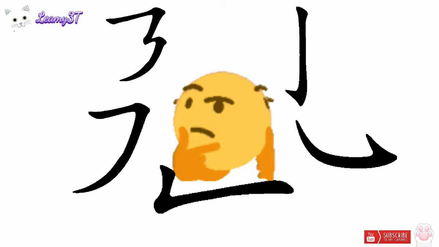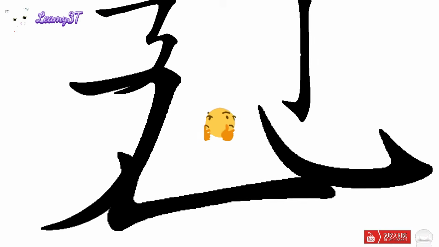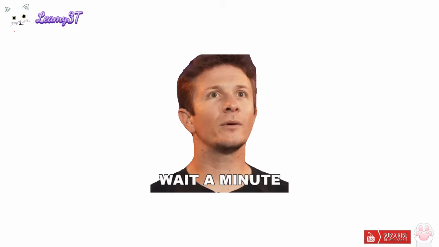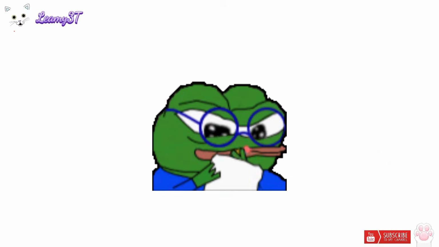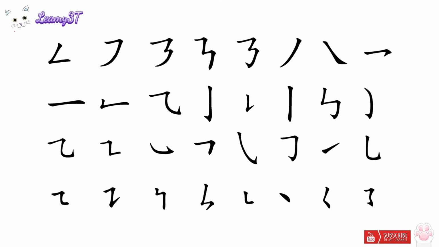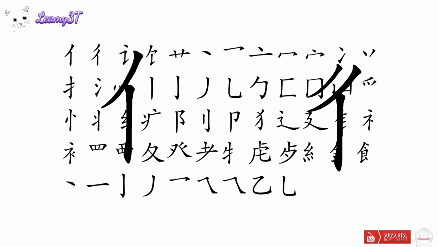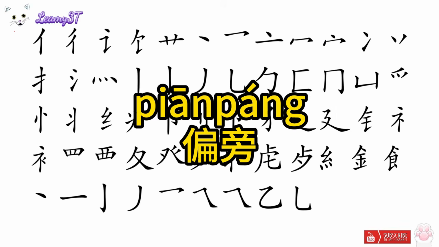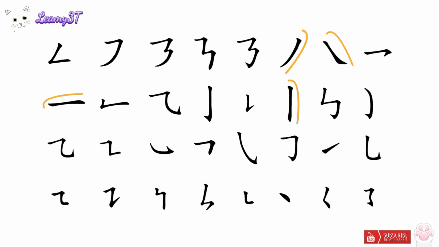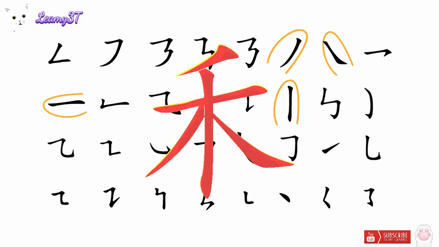Have you ever wondered where to place the strokes? Before we start writing, it's important to understand the different types of strokes. In Chinese, we call this 笔画. Several strokes combine to form what we call a radical or 偏旁 in Chinese. When many strokes come together, they form a complete character.